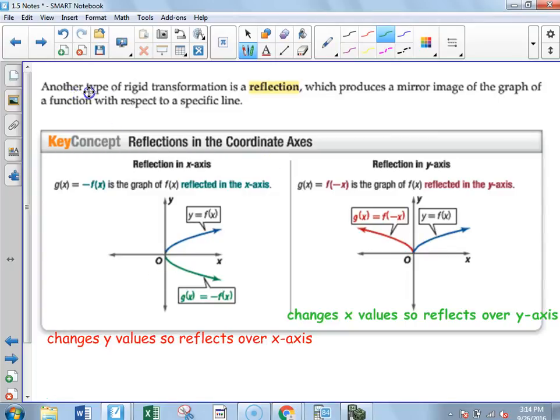All right. Another type of rigid transformation, meaning it doesn't change shape, is a reflection. We have to be really careful with these. A negative out on the whole function is actually changing y values, so it flips it across the x-axis. A negative inside here will change and reflect the graph across the y-axis because it is changing the sign on the x values.